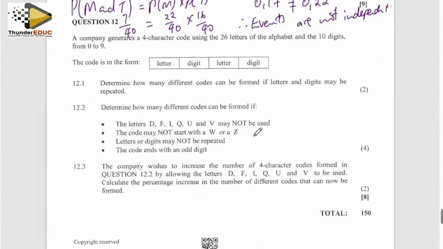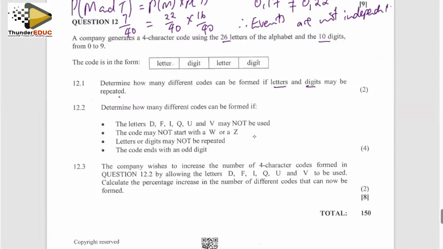Question number 12, finally. A company generates a 4-character code using the 26 letters of the alphabet and then the 10 digits from 0 to 9. Determine how many different codes can be formed if the letters and the digits may be repeated.